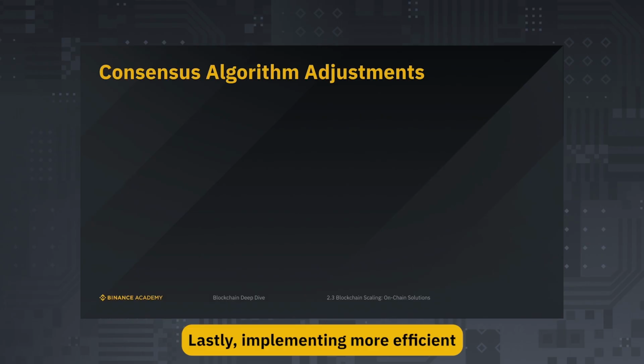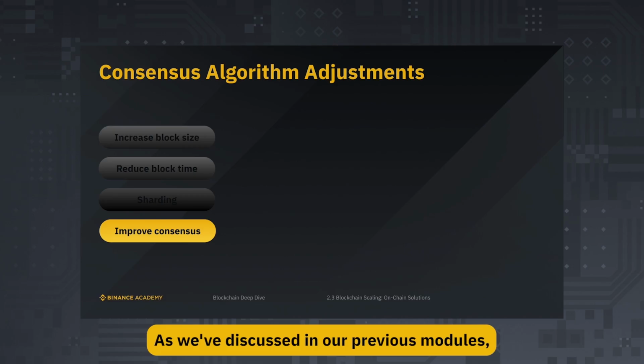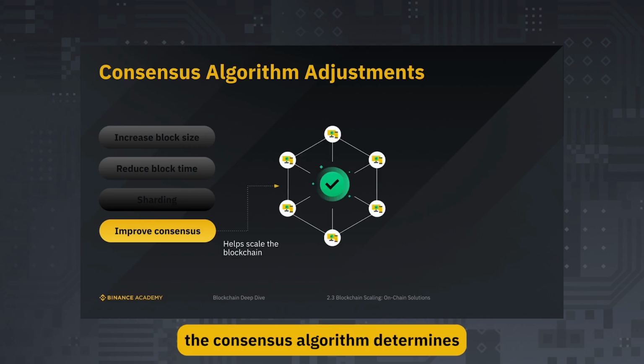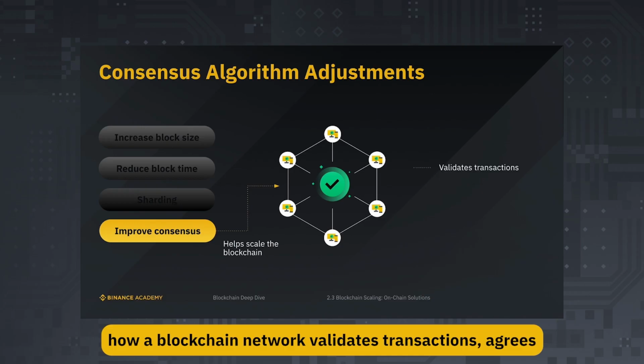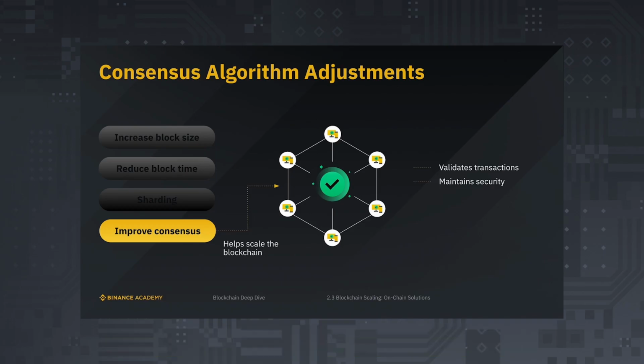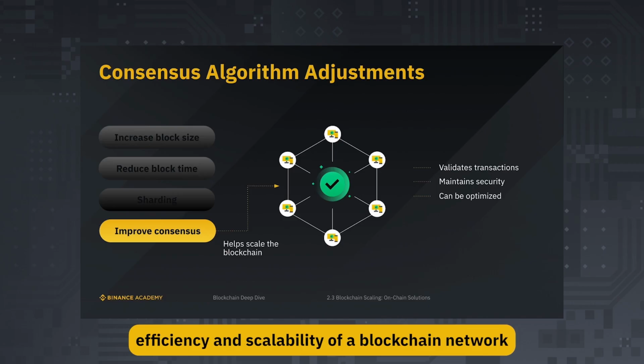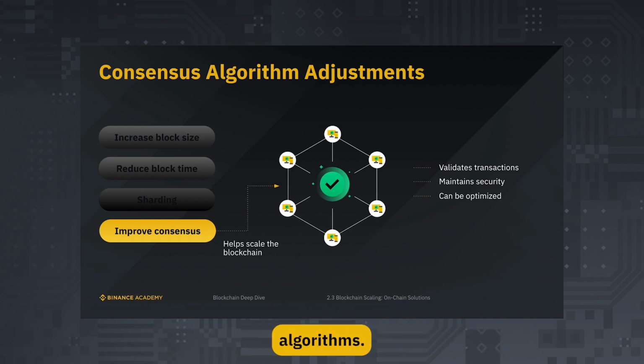Lastly, implementing more efficient consensus algorithms can also help scale the blockchain. As we've discussed in our previous modules, the consensus algorithm determines how a blockchain network validates transactions, agrees on a single version of the truth, and maintains security. Developers can improve the performance, efficiency, and scalability of a blockchain network without compromising security or decentralization by optimizing or introducing new consensus algorithms.